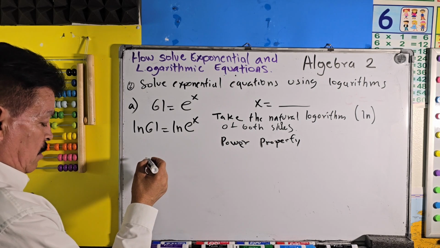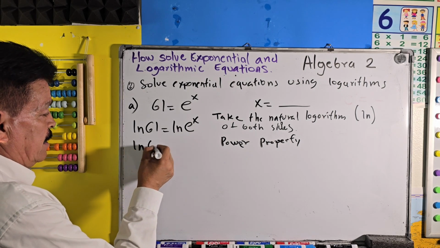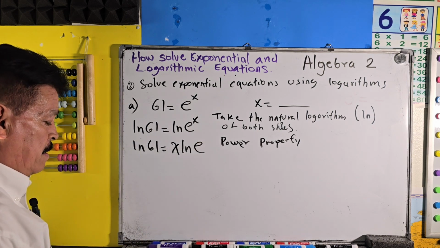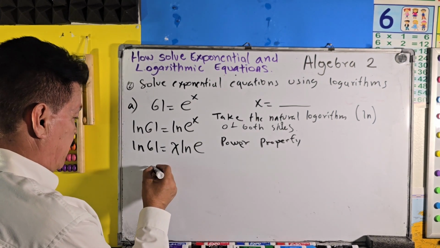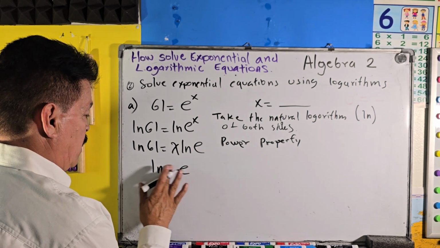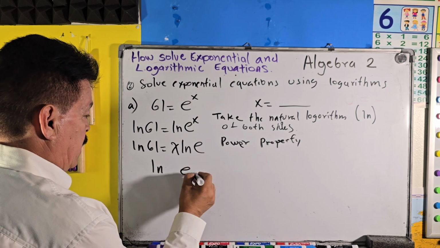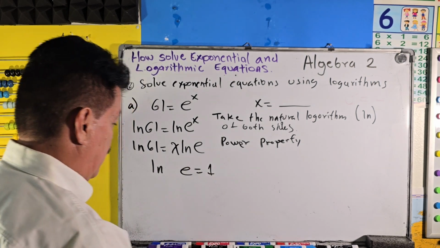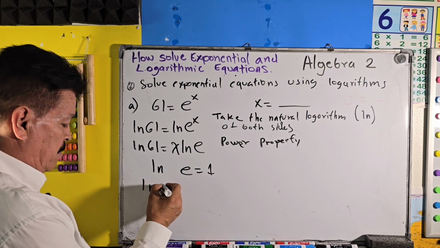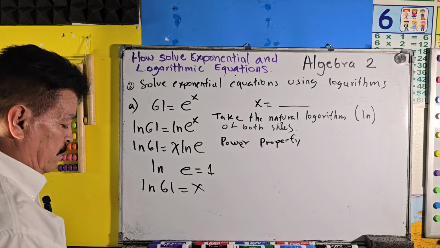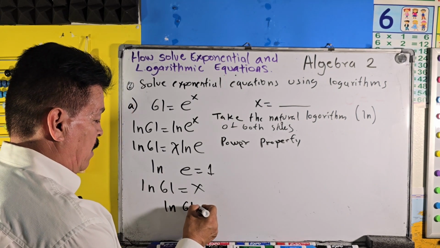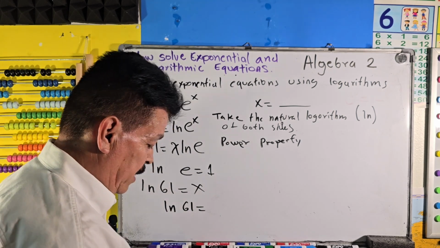Power property. So let's write 61 equals e to the x power. Now the natural logarithm of e equals 1. So then we have the natural logarithm of 61 equals x.